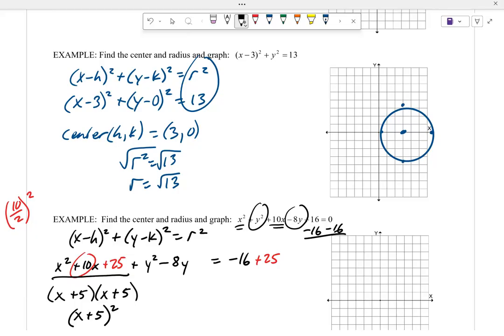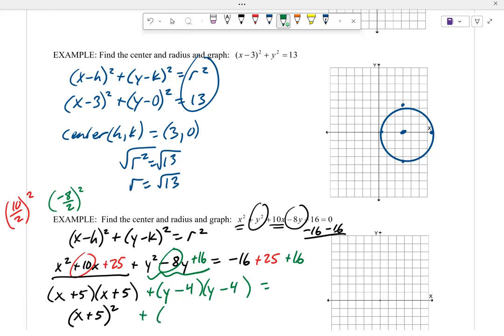Now I'm going to do that for the y squared minus 8y. So I'm looking at that, and I'm like, okay, what's negative 8 divided by 2, squared? That's the number I want. So negative 4 squared, 16. So I have to add 16 to both sides. Now I'm going to factor that. So I have a y and a y, that'll be a minus 4 and a minus 4. And then over here, negative 16 plus 25 plus 16 just gives us 25.